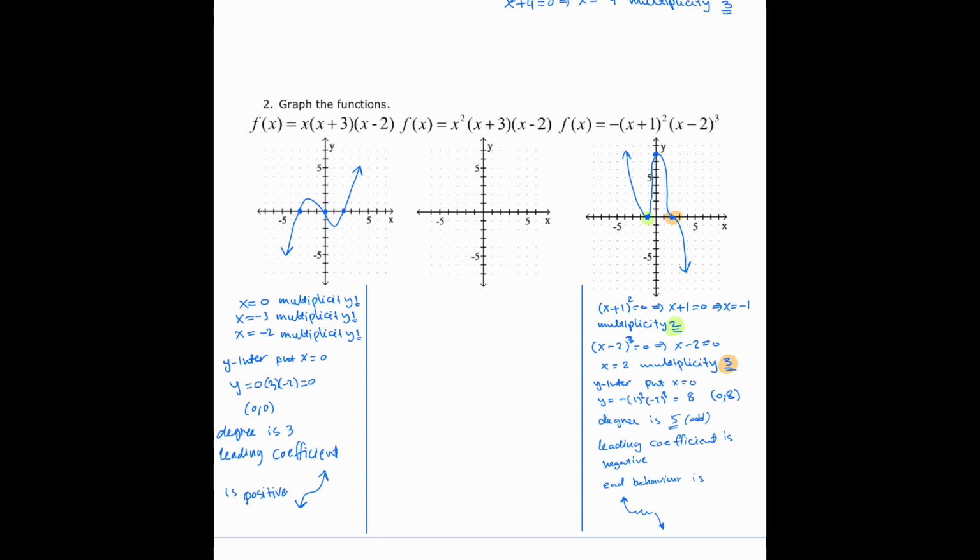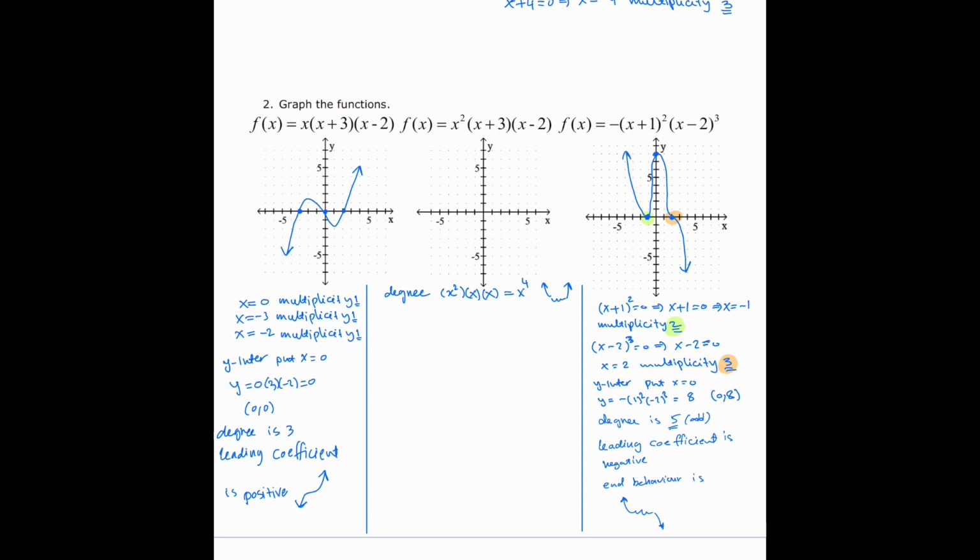Section 5.3, question number 2, the second equation. So the first step is to find the degree. The degree here is equal to 4 because we have the leading term x squared times x, which is x to the 4th. So it's degree 4, even, which means the behavior of the function is going to look like this because the leading coefficient is positive and something is going to happen in the middle.